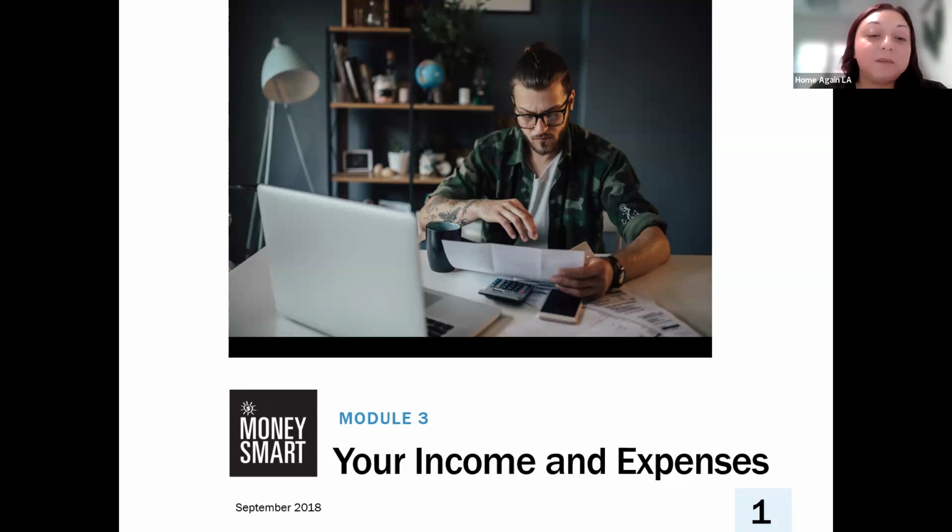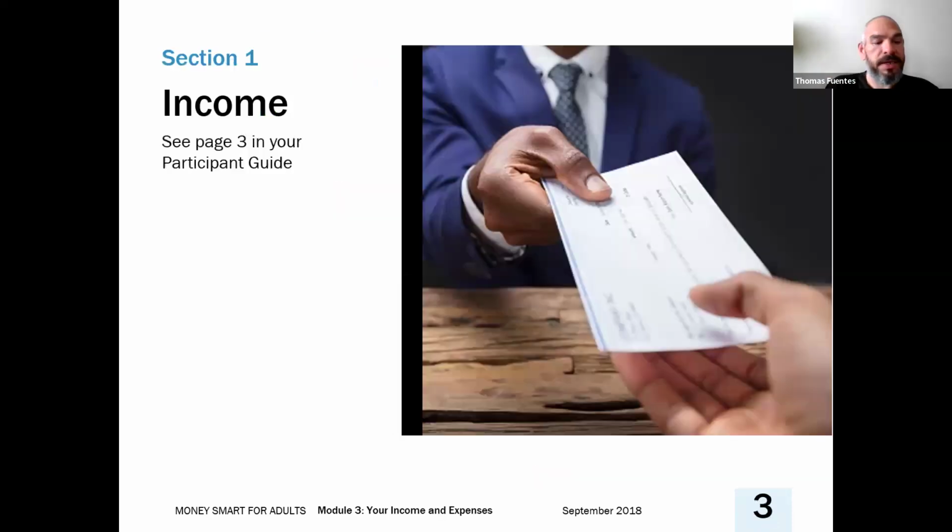So tonight's topic is going to be your income and expenses. So Tom, take it away. Thank you, Lisa. Yeah, so your income and expenses, there's two sections. This one's actually kind of pretty quick, so we'll probably get through it pretty fast. Anyhow, the first section of your income and expenses is going to be income.